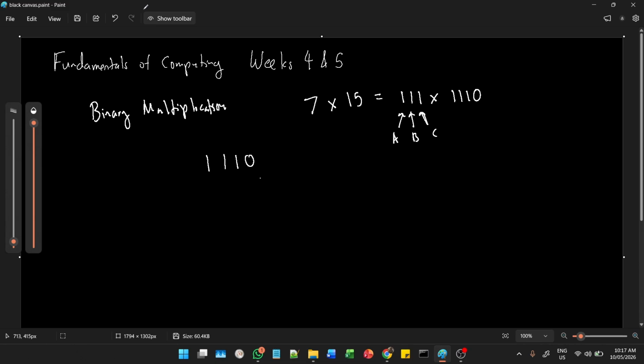All I do is I multiply it by A first, or C, whatever you fancy. So we multiply it by, actually we have to multiply it by C because if you multiply in this direction. So I take C first and then we multiply it. So we're going to get 1110, right? And then what we're going to do is we're going to shift it a bit.